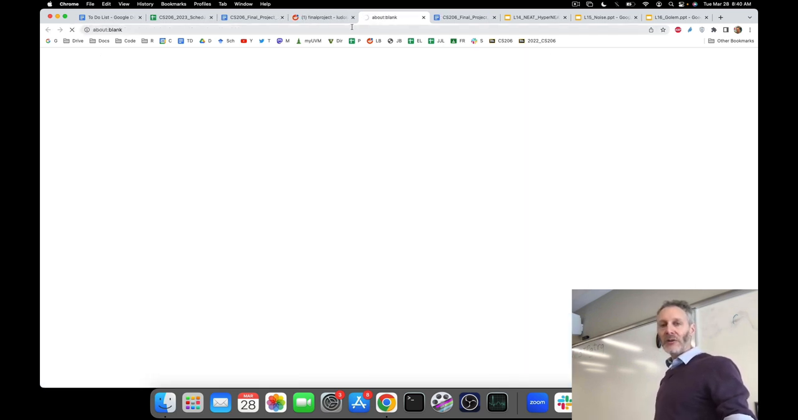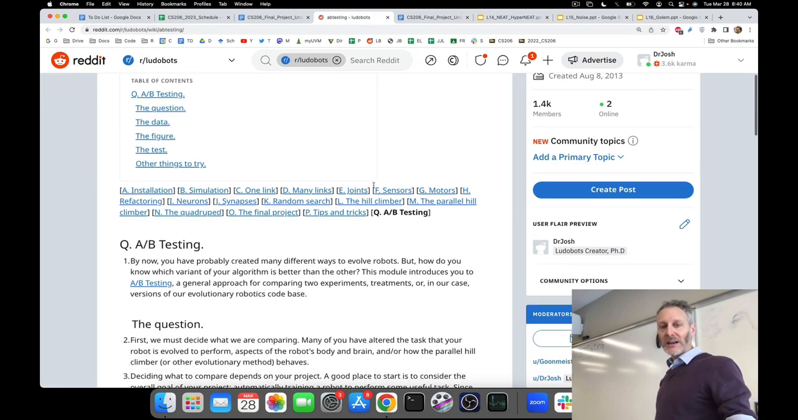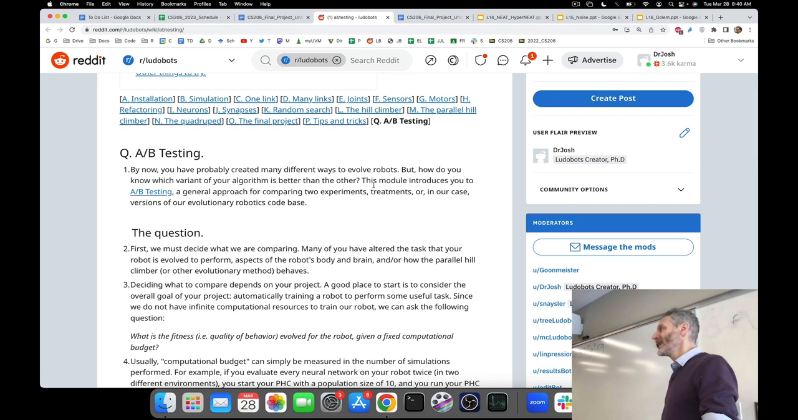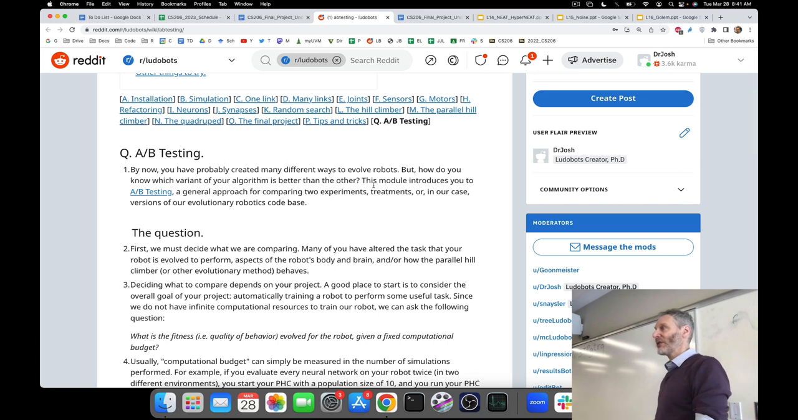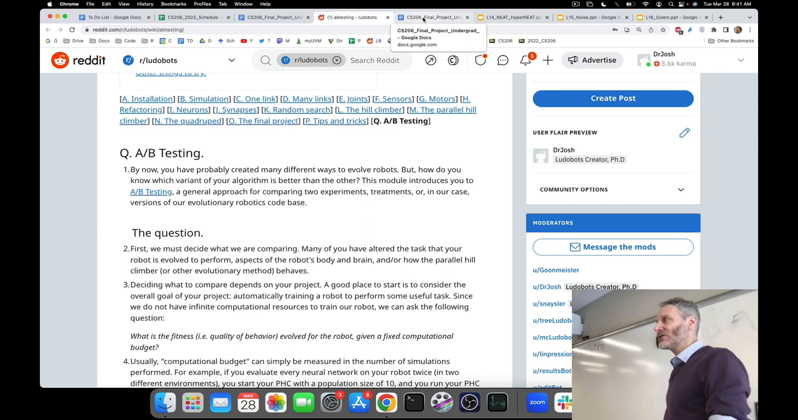The very final learning module in Ludobots is a description of what A/B testing is. What is A/B testing? This is probably the most common approach in engineering and also software engineering, user interface design. You create two versions of your website, your machine, your product, your service, whatever it is, and you deploy versions A and B to your alpha testers, and they prefer B over A, so B becomes your final product or service. Yeah? You don't necessarily need a set of alpha testers to do A/B testing. You're going to sort of do it yourself.